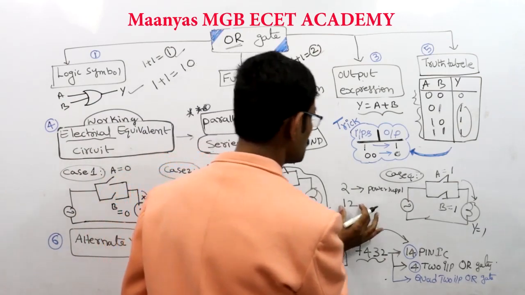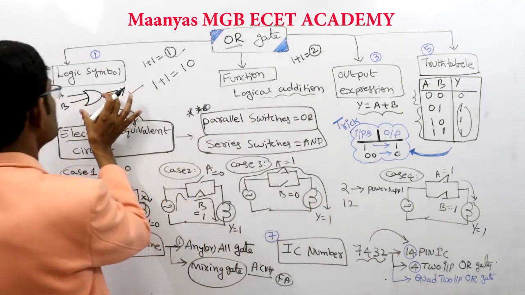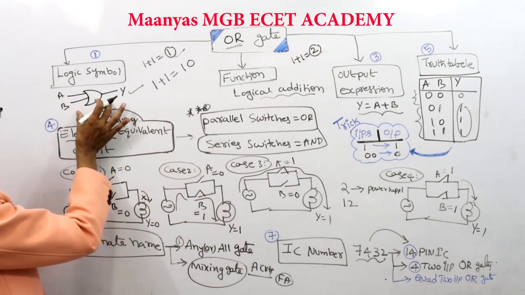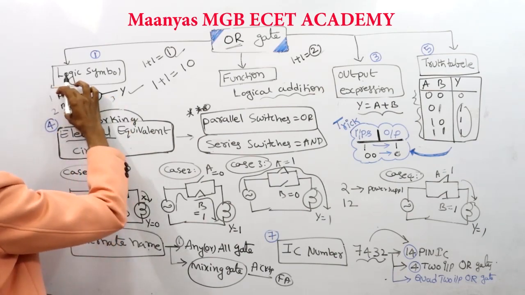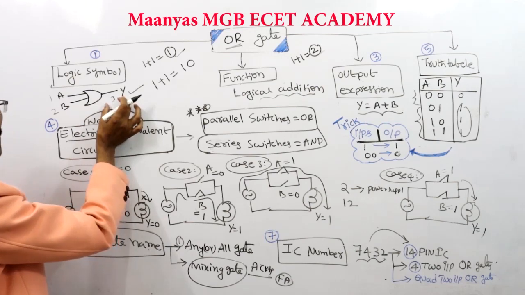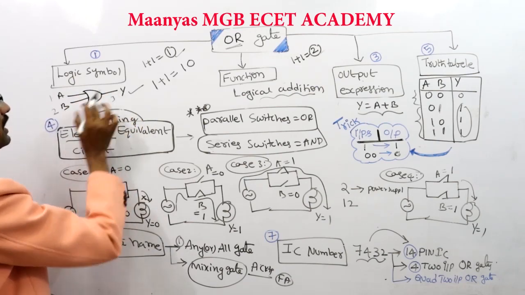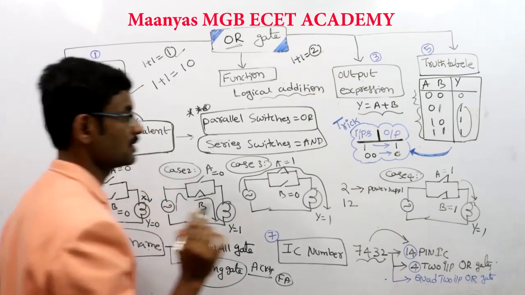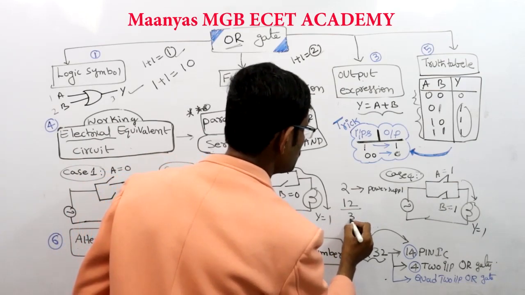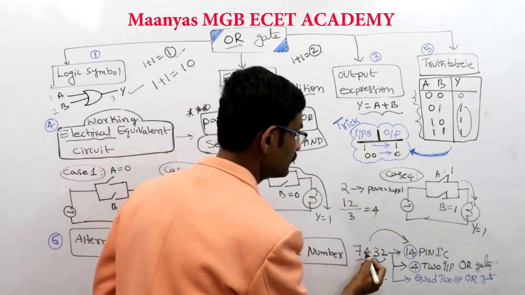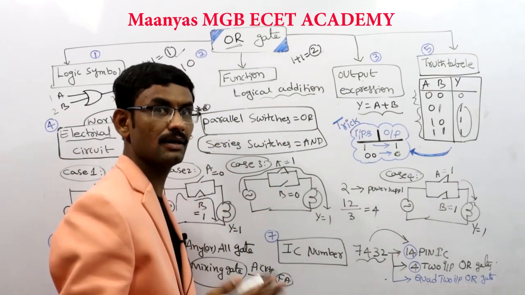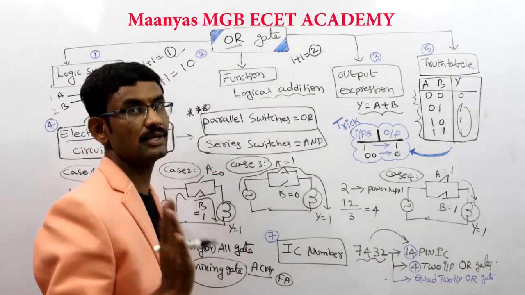Yes, out of these 12 pins, 3 pins are required for one OR gate. 2 pins for input, 1 pin for output. Totally 3 pins are needed for one OR gate. So here divide 12 by 3, the answer is 4. Therefore, the 7432 IC internally has 4 OR gates.